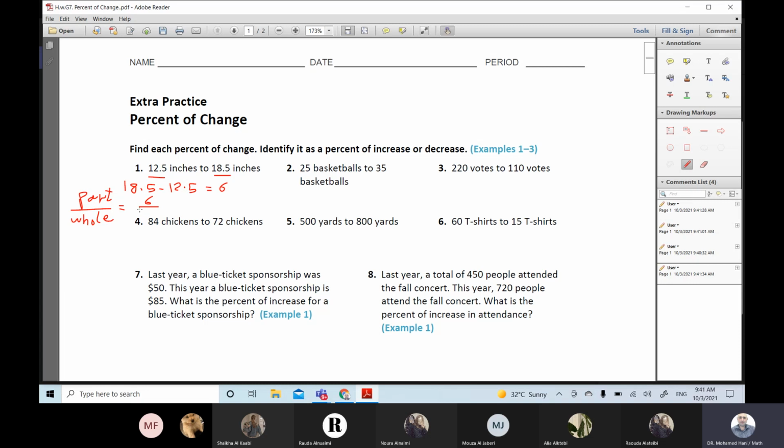So here 12.5. Now we can do divide 6 divided by 12.5. The answer will be 0.48. Then change the decimal to the percent. 0.48 will be 48%.